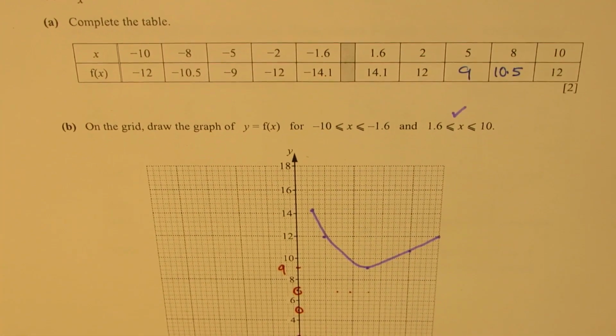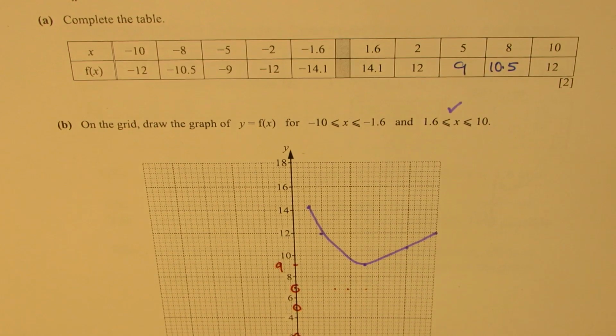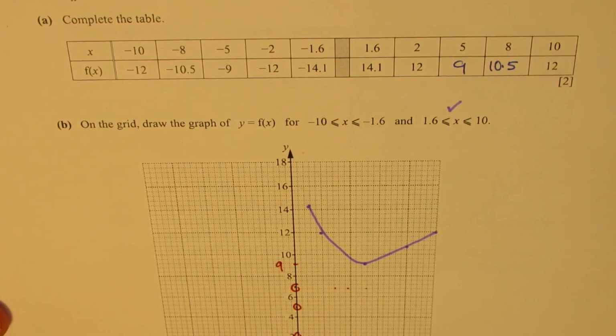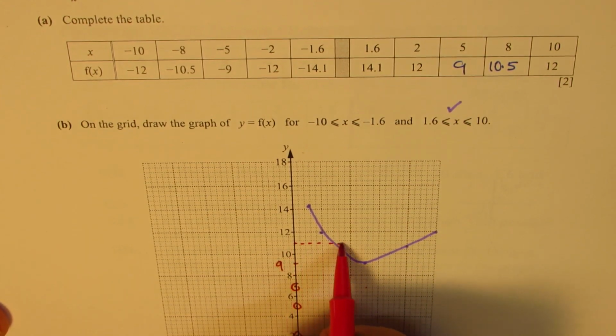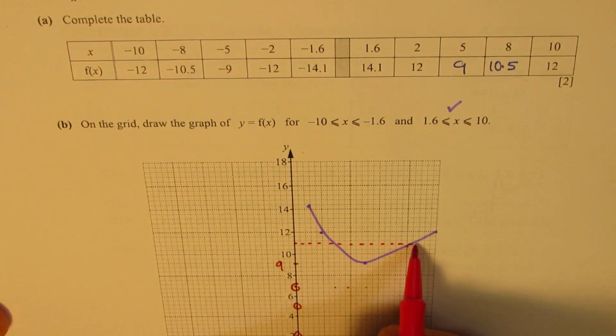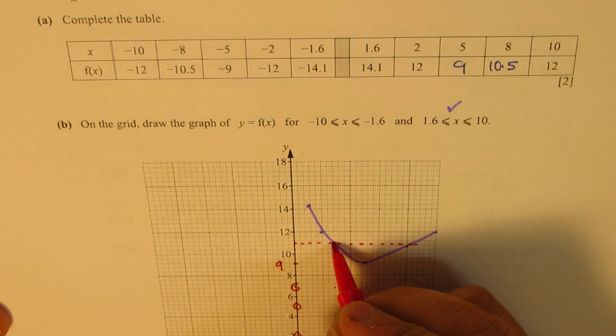Now we have to solve for f of x equals 11. So let me sketch a line at 11 and see where it intersects. 11 is somewhere between 10 and 12, and that is our line. So one of the solutions is right here.